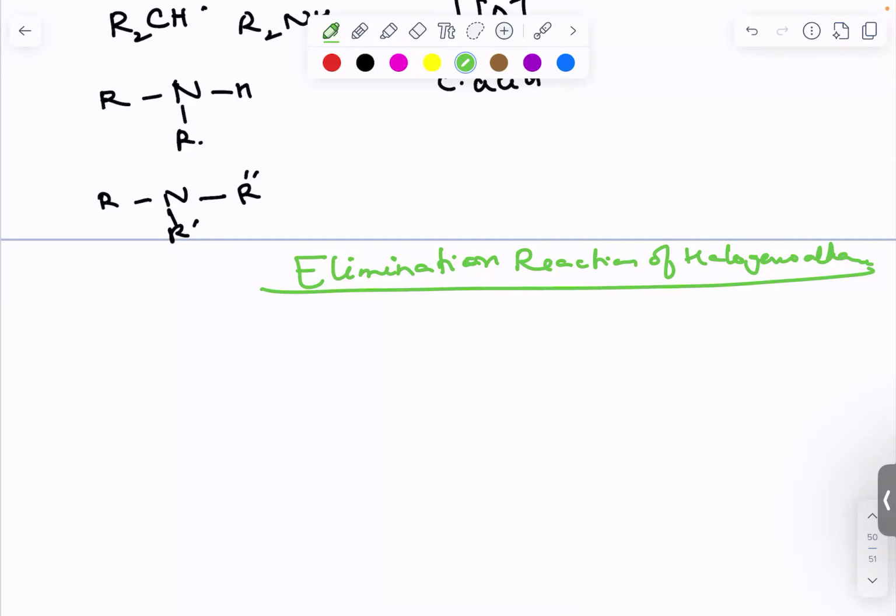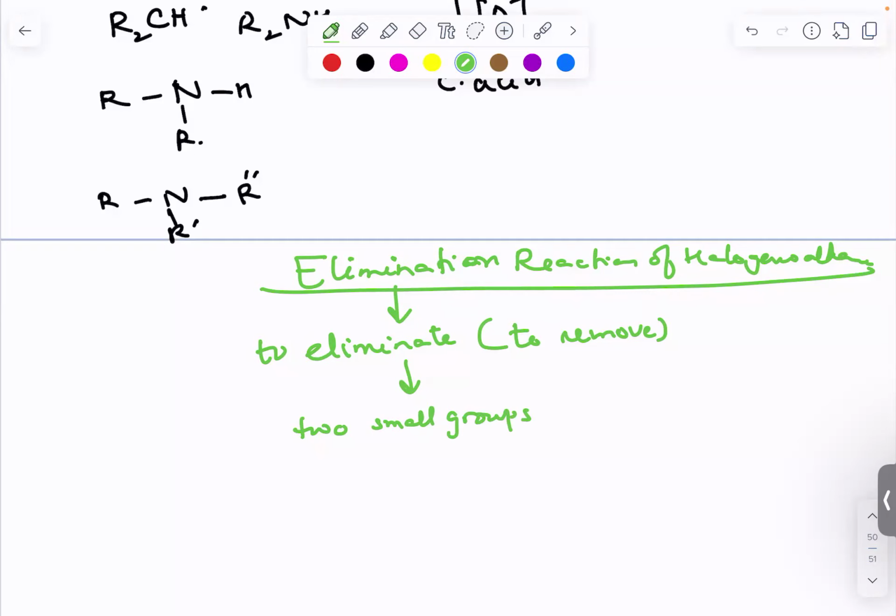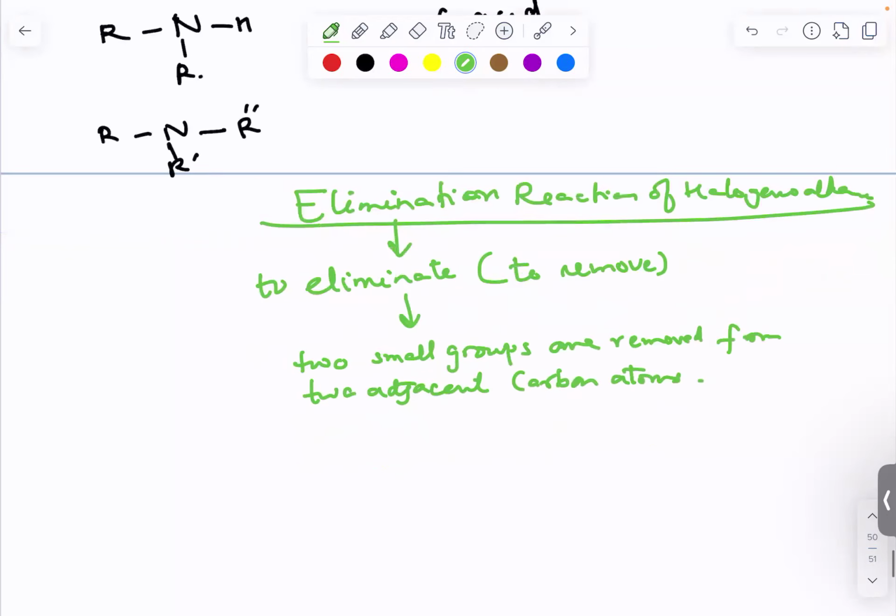If you remember, I told you the meaning of elimination. Elimination means to eliminate something, to remove something. And what is removed? Two small groups are removed from two adjacent carbon atoms, right?